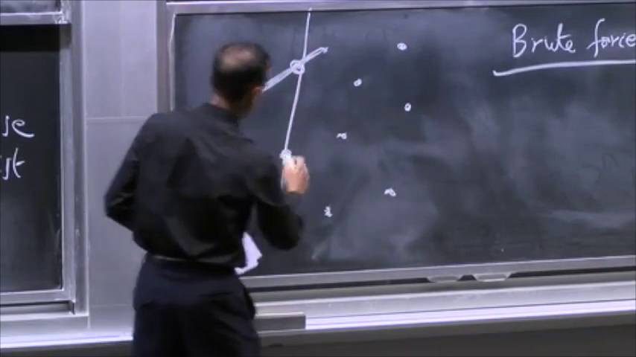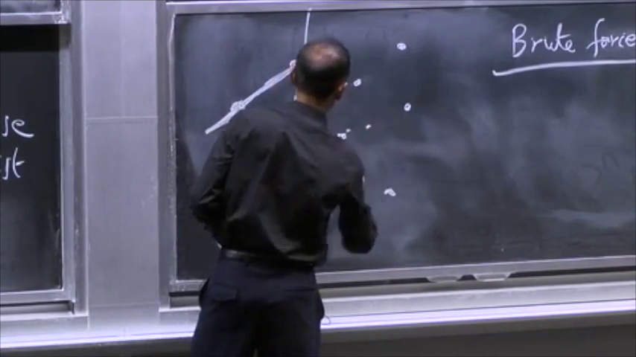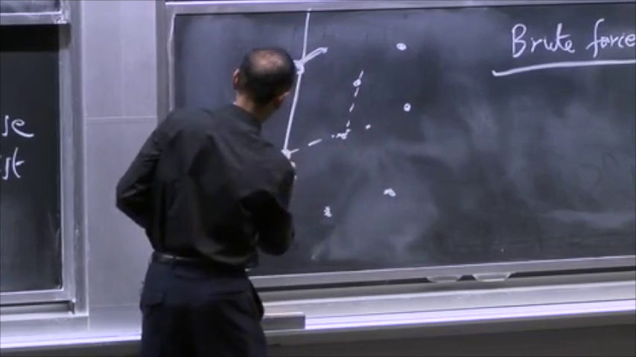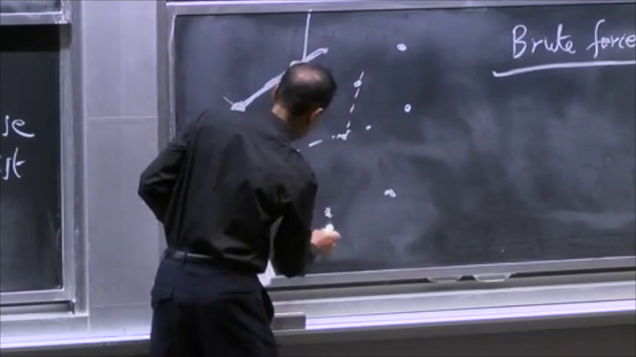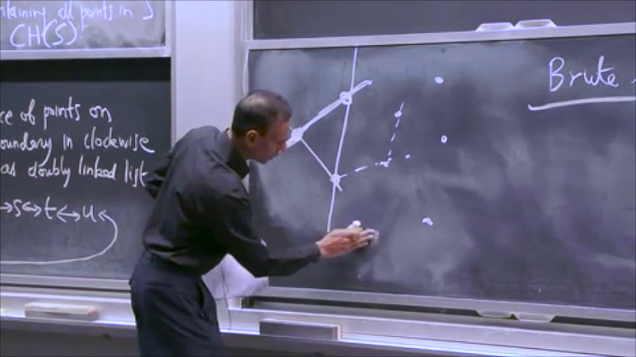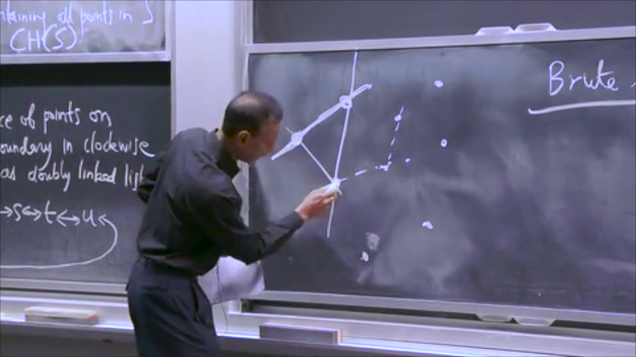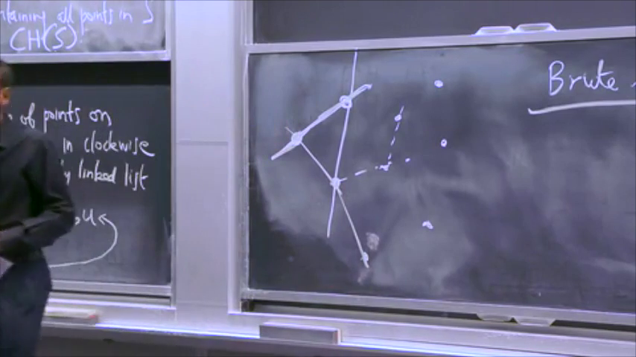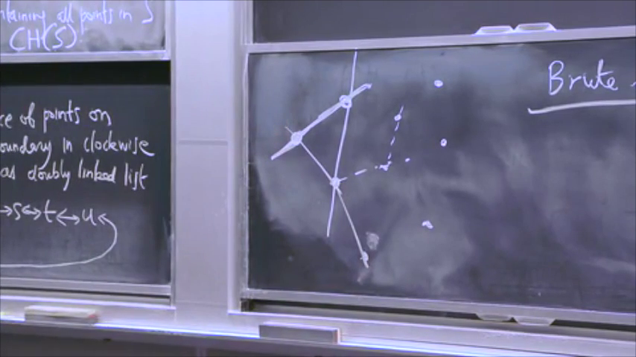I should draw these in a dotted way. This is not a segment. This is not a segment. This is a segment. And I violated my rule of these three not being in a straight line, so I'll move this over here. And then that's a segment, and so on and so forth. Okay? Right?